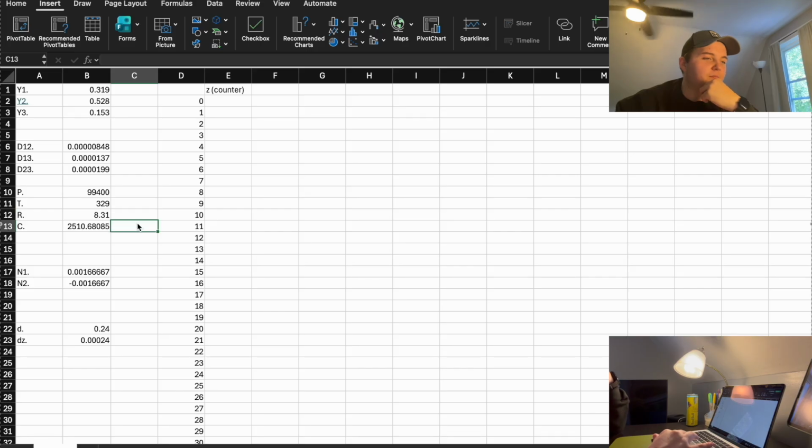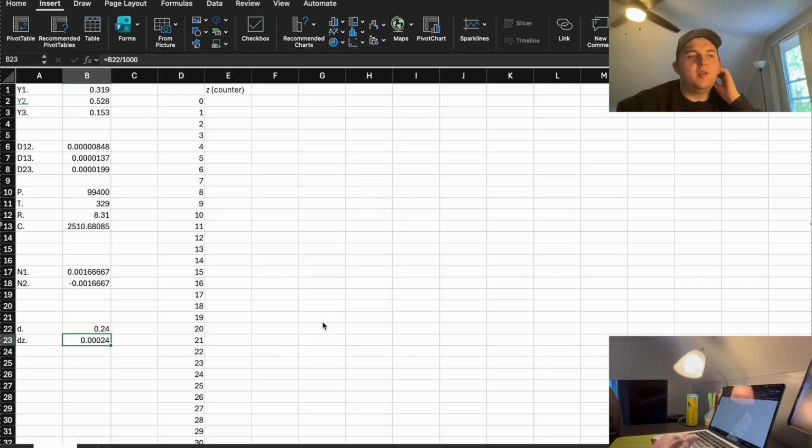And then finally, here are our guess cells. We just have a negative and positive one. And then we have our D and our DZ, where D is our length for our tube, and DZ is our length divided by 1,000, because we're going to do a step counter with 1,000 steps.